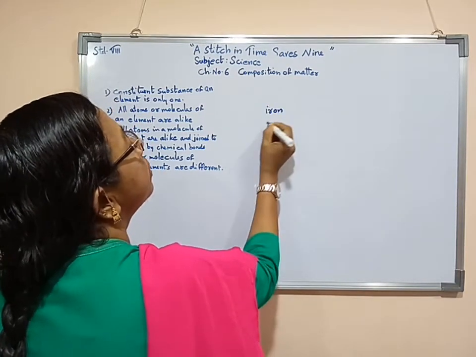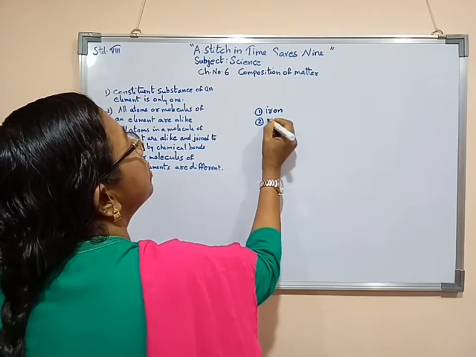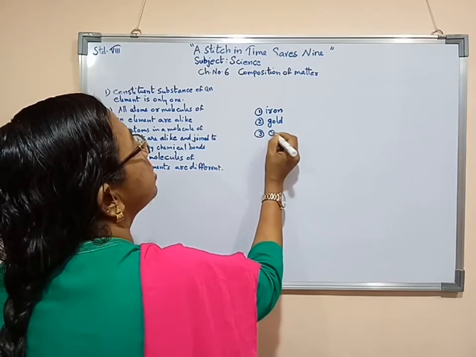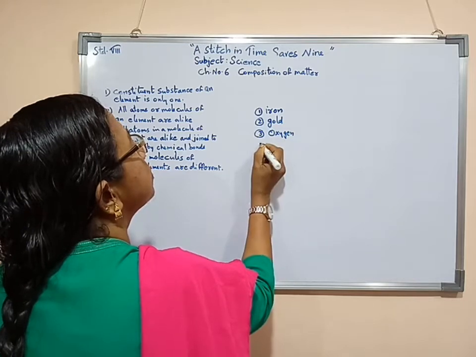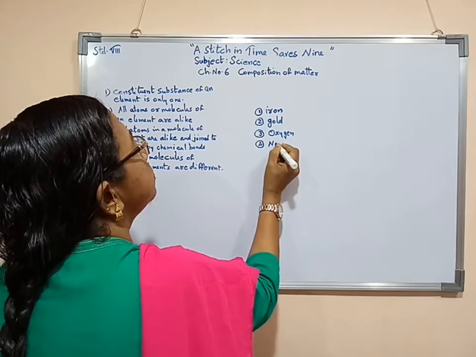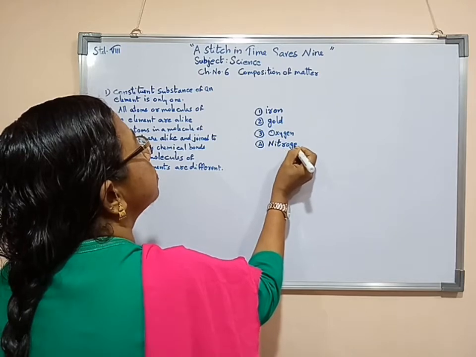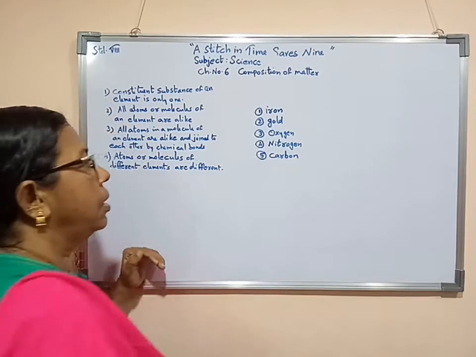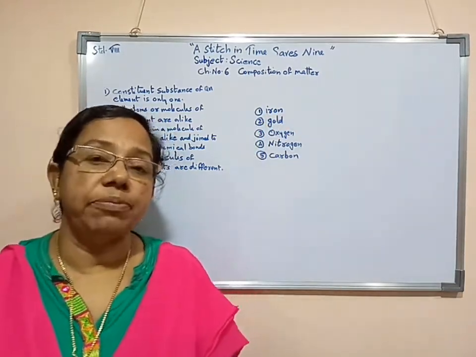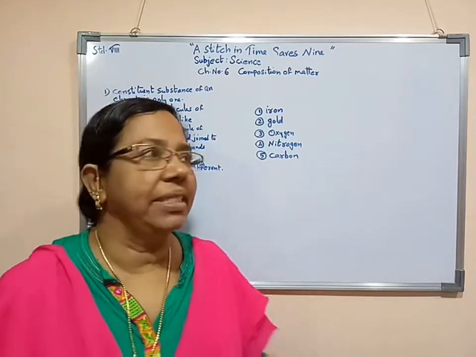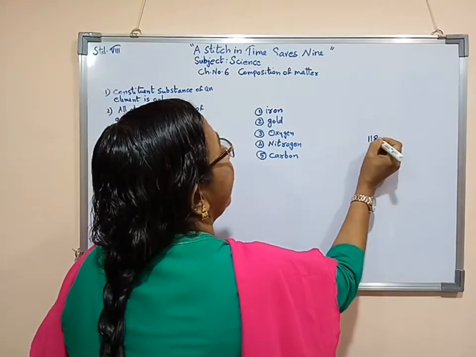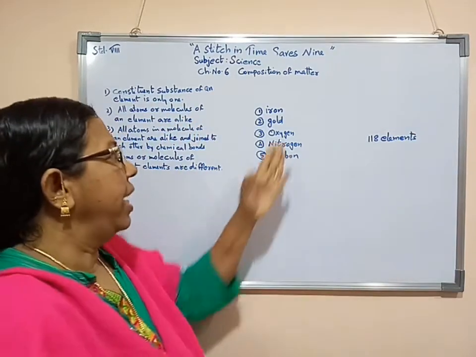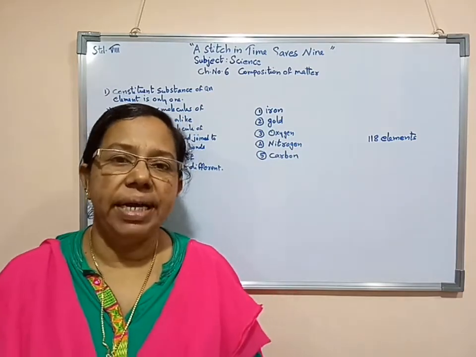Iron, then we can say gold, oxygen, nitrogen, carbon. So here there are different types of elements. In total, at present there are 118 elements, but I have given only 5 types of element.